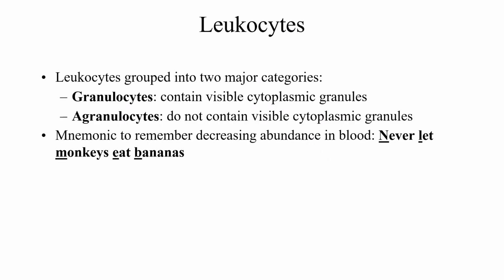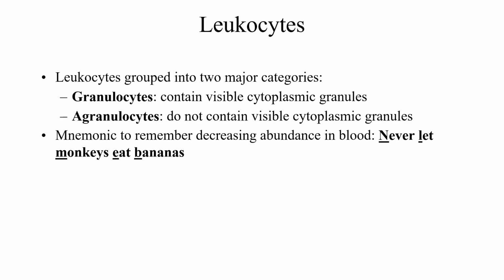Take a moment, pause the video, and write down the mnemonic to remember the concentration in terms of the decrease in abundance in the blood. Never let monkeys eat bananas, okay? Although we haven't introduced our white blood cells yet, we will right now just for the sake of this mnemonic. Never corresponds to neutrophils, let corresponds to lymphocytes, monkeys corresponds to monocytes, eat corresponds to eosinophils, and bananas corresponds to basophils. Again, take a moment to write this down in your notes so that you have it when you need it.